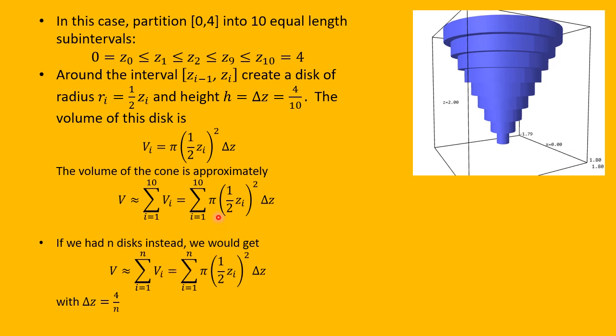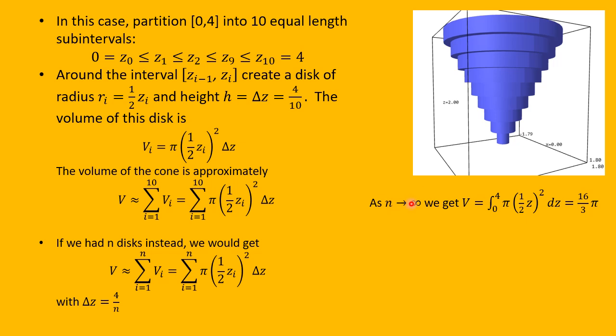And on this part right here, the radius of one of those disks, the ith disk, i going somewhere between 1 and n, is still going to be 1/2 z sub i squared, but this delta z changes. Instead of being 4/10 as it is up here, it'll be 4/n if you're using n disks. So not much of a change is necessary.